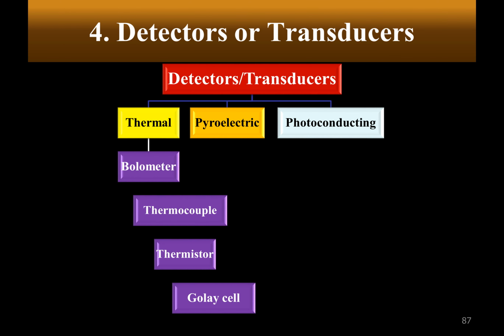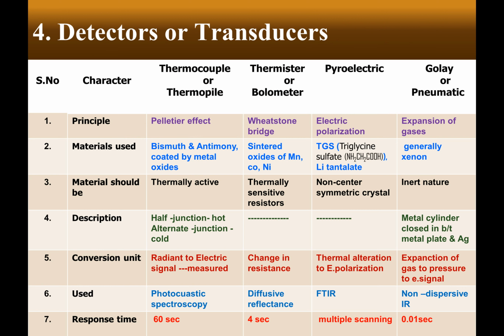What are the detectors or transducers? They are of three main categories: thermal, pyroelectric, photoconducting. And more important for us are the thermal, which are the bolometer, thermocouple, thermistor, and Golay cells. Under this, we are going to see in more detail four types of detectors: thermocouple or thermopile, thermistor or bolometer, pyroelectric, and Golay or pneumatic. However, pyroelectric are more useful from the FTIR point of view. The first principle is the Peltier effect for thermocouple, Wheatstone bridge for thermistor or bolometer, electric polarization for pyroelectric, and for Golay or pneumatic it is the expansion of gases.